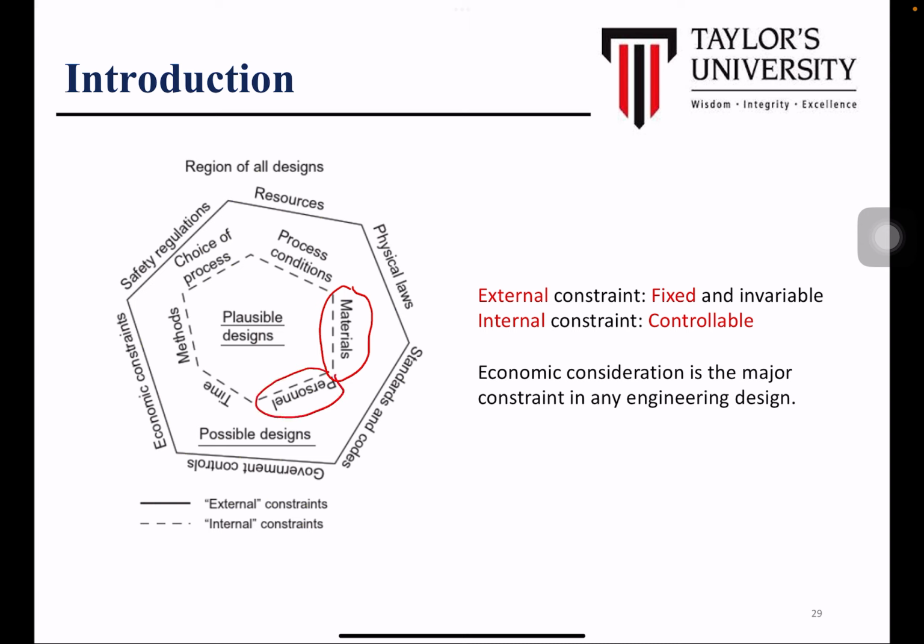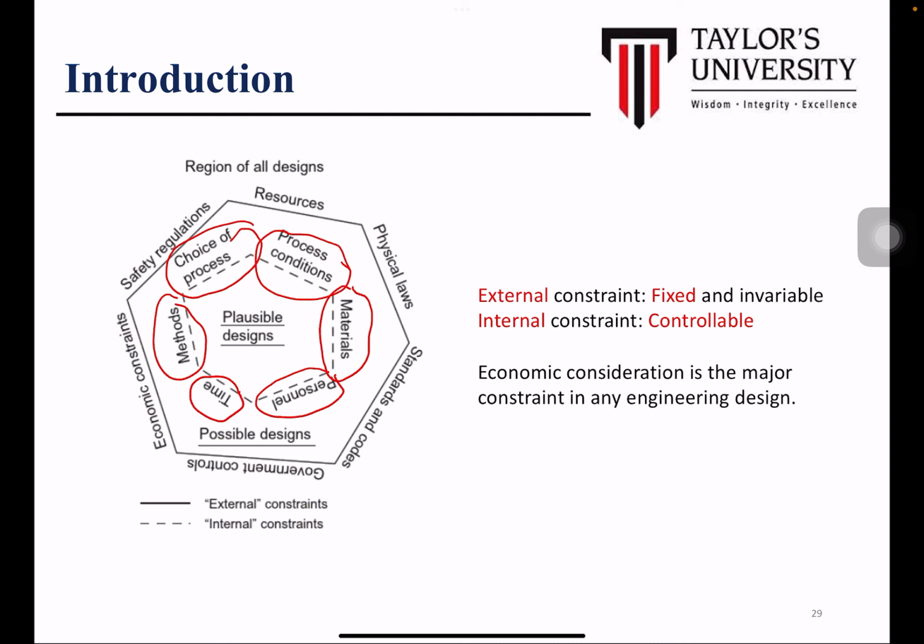Who will be the personnel that you want to hire for your plant for efficient operation? What time frame can you give? What are the various methods you want to adopt? What choice of processes do you want to use? What are the process conditions? So all this can be controlled by the process engineer, or by you if you're designing a plant.